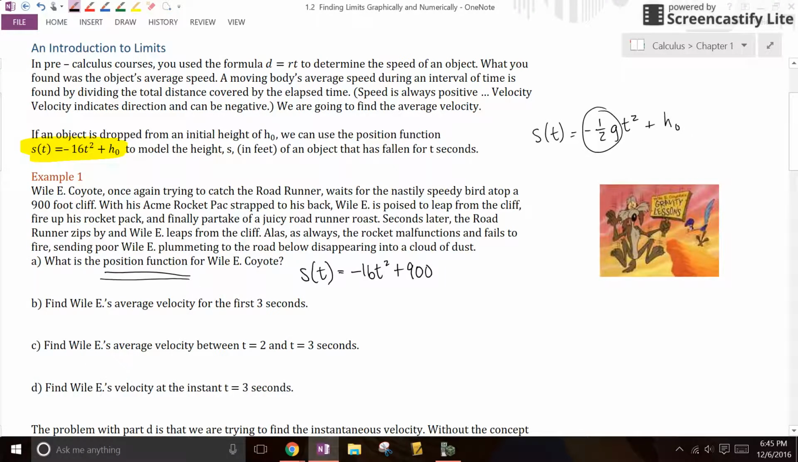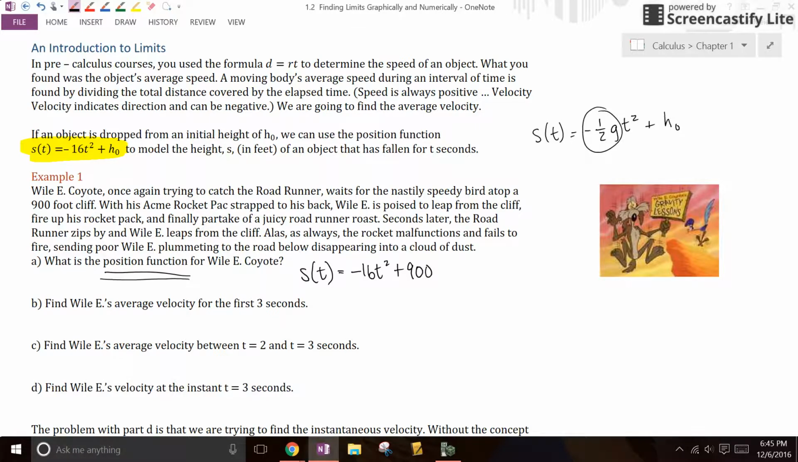Now, the cool thing about this is we are going to now find his average velocity, right? Speed is always positive, but velocity has a direction, and velocity tells us which way he's going. And so we're going to find his average velocity. If you see part B, it says, can you tell me his average velocity for 3 seconds? Well, how would you figure that out?